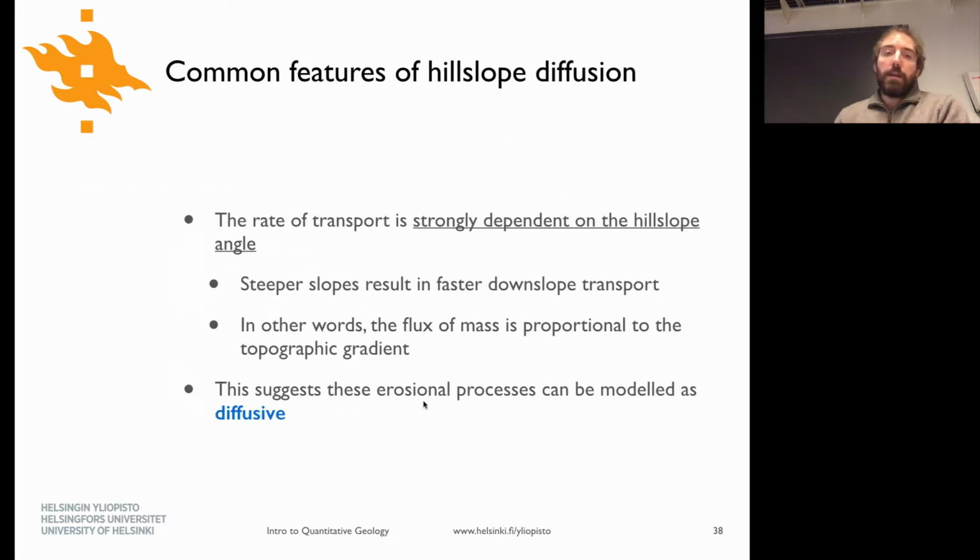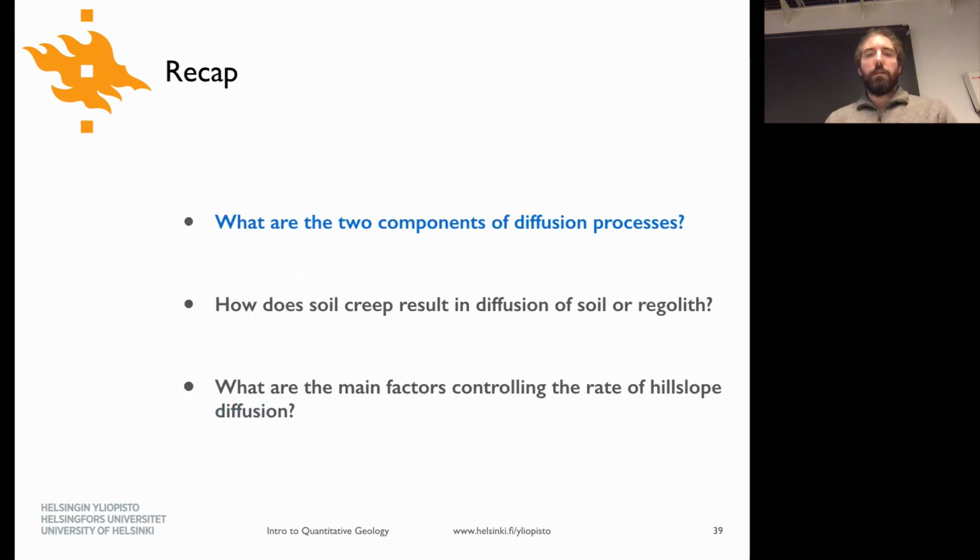So, yeah, it's strongly dependent on the hill slope angle and exactly what I just said. This is the flux being proportional to the topographic gradient. The steeper the slope is, the steeper the topography is, the faster the flux of material is. And so this is why we can model this as a diffusion process, because rates of creep more or less depend on the slope of the surface, or the gradient in the Earth's surface.